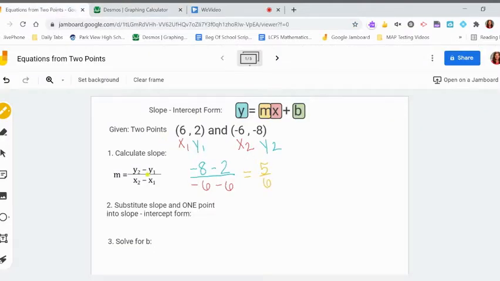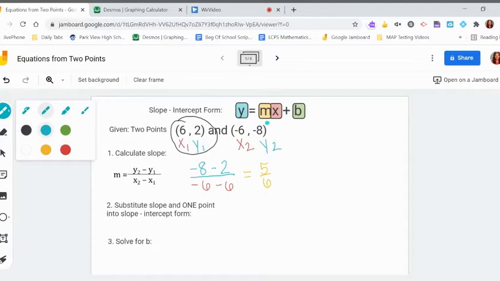All right. Step 2 says substitute our slope, that's what we just got, and 1 point into slope-intercept form. So you can pick a point. It doesn't matter which one you pick. I'm going to go ahead and just pick the first one. There's also no negatives with this one. That can be nice. It doesn't matter which point you pick.